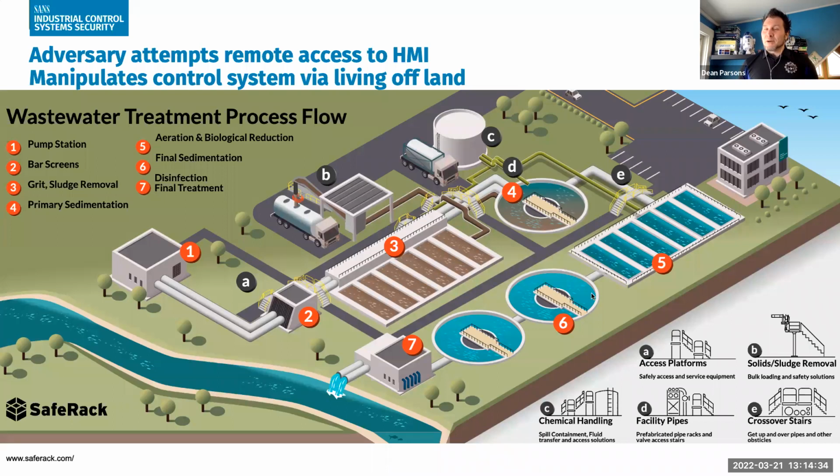Now, if this is starting to sound familiar, yes, we are modeling after the Oldsmar event we saw in 2021, where an adversary did exactly this, got access to the human-machine interface and changed part of the chemical process. In this case, changing lye. So we're going to walk through what we're going to look for to see this kind of activity.